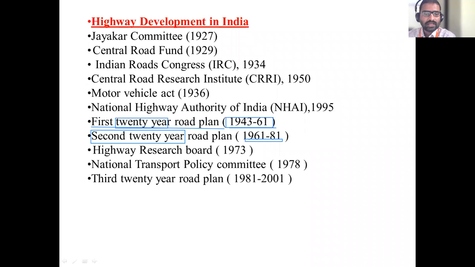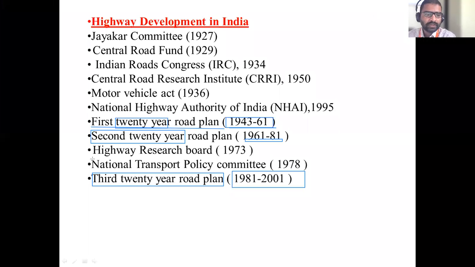Okay, next again there is one more plan, that is the third 20-year plan. The second 20-year plan completed in 1981, so the third has started from 1981 to 2001. Is it clear, everyone? Yes, sir.